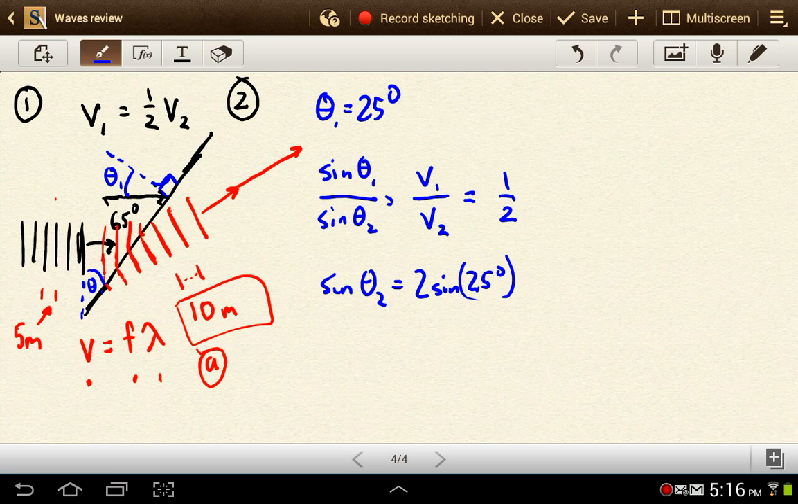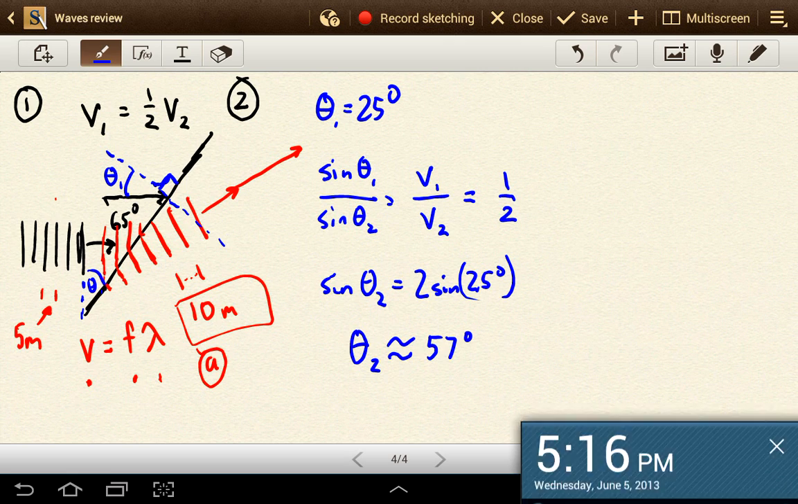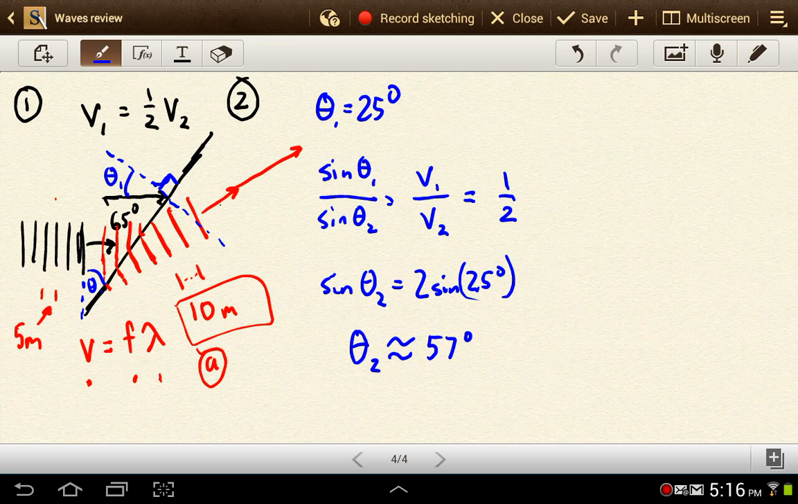And I don't remember exactly what that comes out to be, but I want to say theta 2 is around, like 57, I think? Approximately 57 degrees. Don't quote me on that, like you ever would, but I'm not 100% sure of that. But I think that's about right. I don't want to check my notes right now because I don't care enough. So that's around 57 degrees.